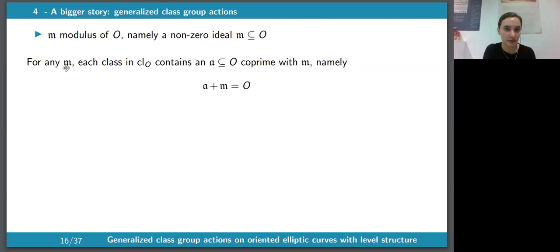So for any modulus M, it is a known fact that each class in the class group of O contains an ideal that is coprime with M, namely such that the sum of A and M generates the whole of the order O.